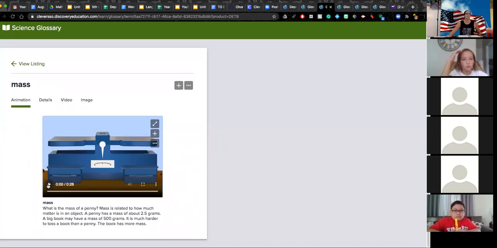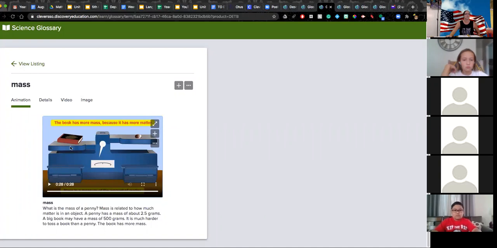If we were at school, we'd be having these balances out and using them. So you put a penny on one side, and then you have grams. They could be 1 gram, 5 grams, 10 grams, but you're trying to get it balanced so both sides are equal. So that's how you figure out how much it weighs. When that white arrow in the middle points to the middle part on that black scale there, that's how you know that it's balanced.